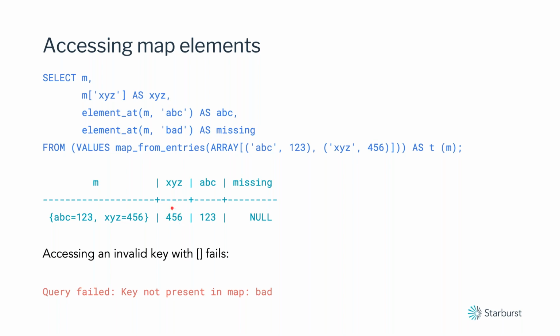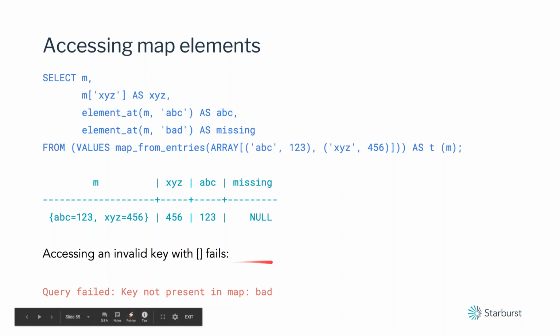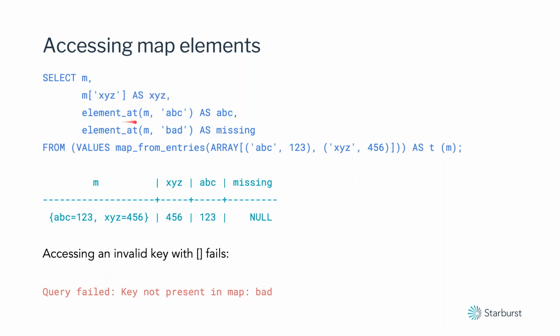It's important to note that, as with arrays, accessing an invalid key with the bracket operator fails with key not present in the map. So similar to arrays, we can use the element function, which allows you to access missing values and it will return null. So here, the key bad is not in the map, so it'll return null. Whereas ABC is in the map and you get the same value back just as if you'd used the bracket syntax.